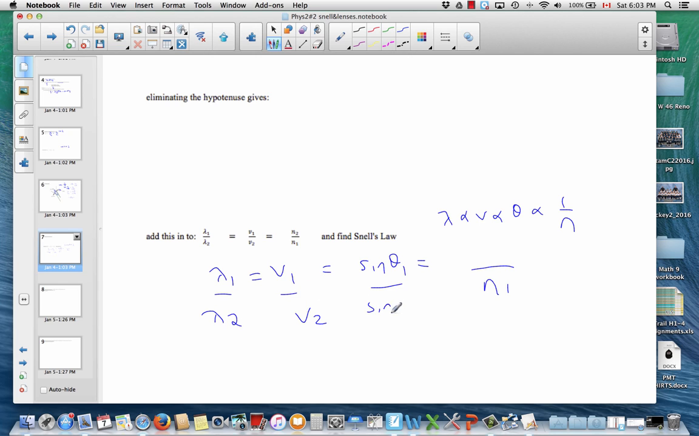Now, you may have done Snell's law in your very first introductory physics 11 course, and usually we just say n1 sine theta 1 is n2 sine theta 2. So this version you're probably familiar with, but adding in these other ratios completes it and gives us the full picture of what's going on when a wave passes from one material into another.